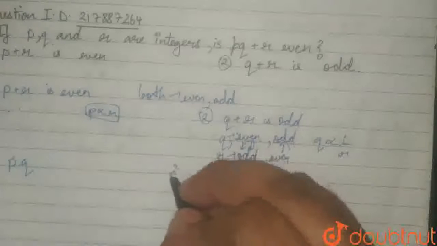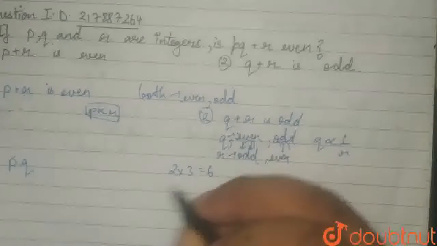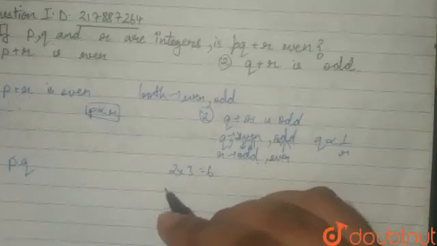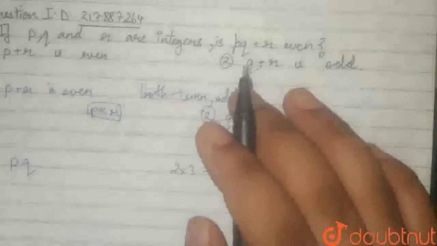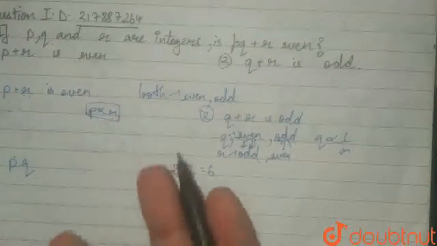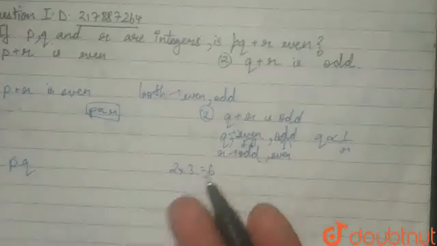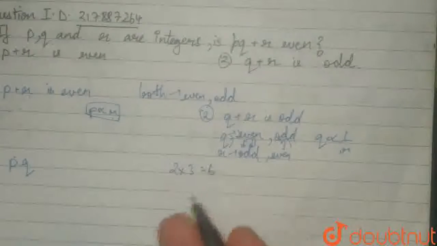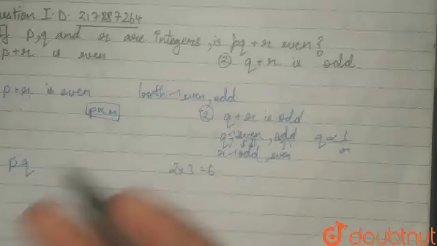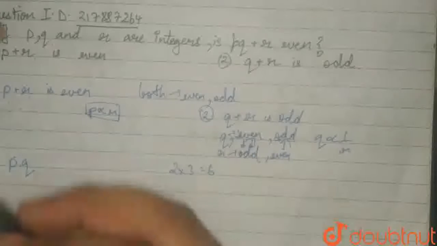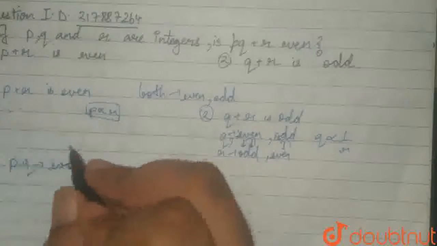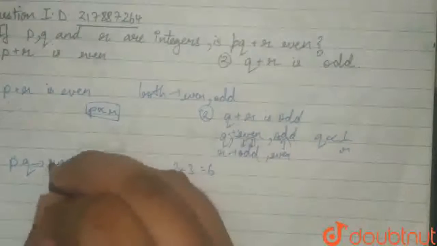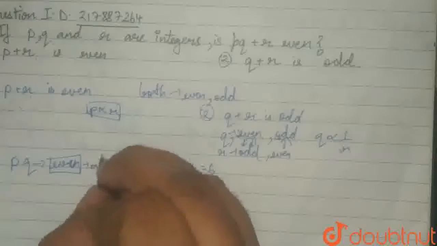Let's take an example. 2 into 3, that is 6. Basically every time we have an even number in multiplication with an odd number, we always get an even number, since the basic criteria of being an even number is being divisible by 2, and if we're multiplying anything by a number that is already divisible by 2, then the whole number would obviously be divisible by 2. So PQ is even regardless of whether P is the odd one or Q is the odd one. This is always even.